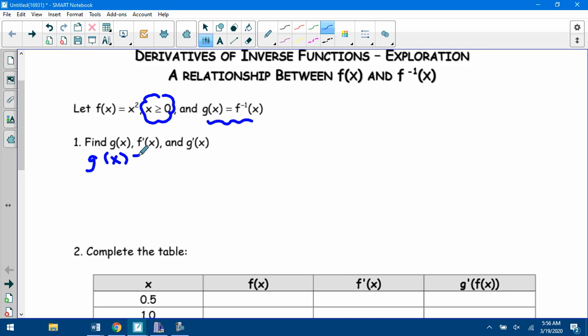And remember, g of x is just what I'm calling the inverse. So if I want to do that, how do I find an inverse? What's my first step? Switch x and y. So instead of y equals x squared, we're going to have x equals y squared. And solve for y. So I take the radical of both sides. Now technically that'd be plus or minus, but since x is greater than or equal to 0, I only have to worry about the positive square root. So it's going to be y equals the square root of x.